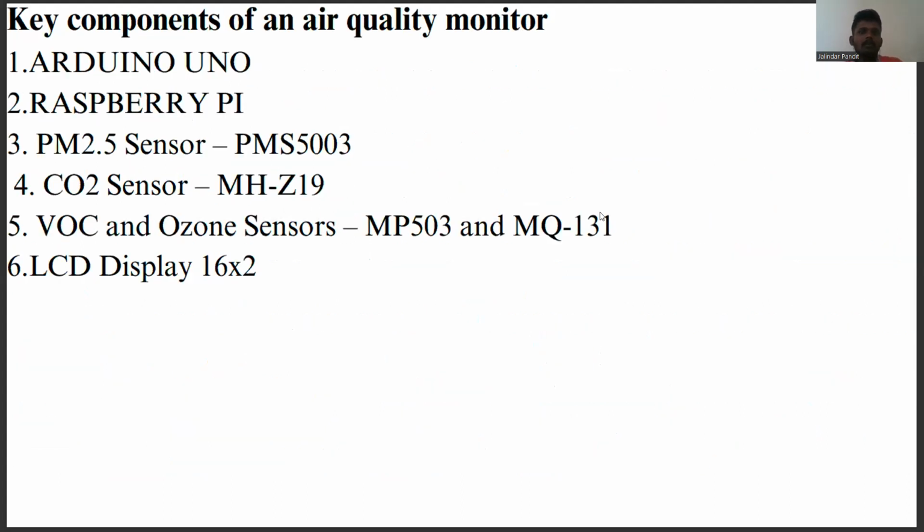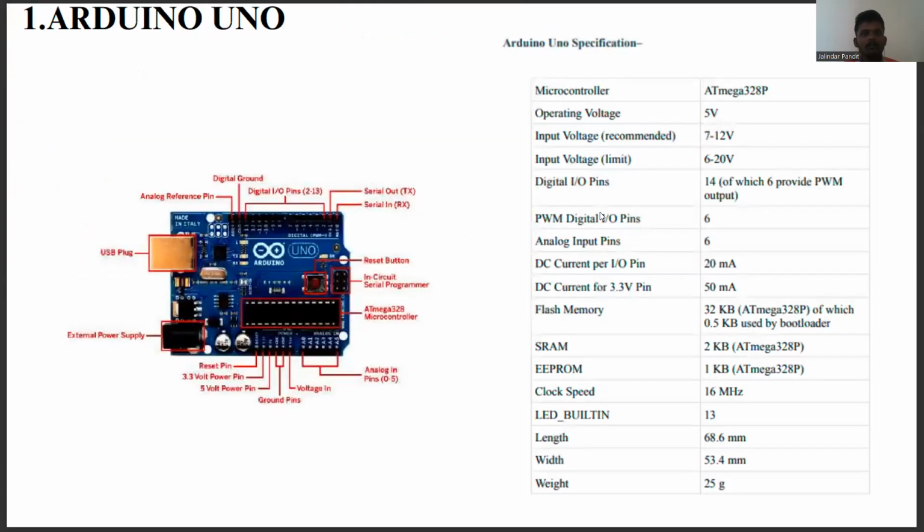Key components of the air quality monitor: Arduino Uno, Raspberry Pi, PM 2.5 sensor, MH-Z19 CO2 sensor, MQ-135, VOC and ozone sensor, LCD display. So these are the Arduino board. The Arduino board specification: operating voltage.